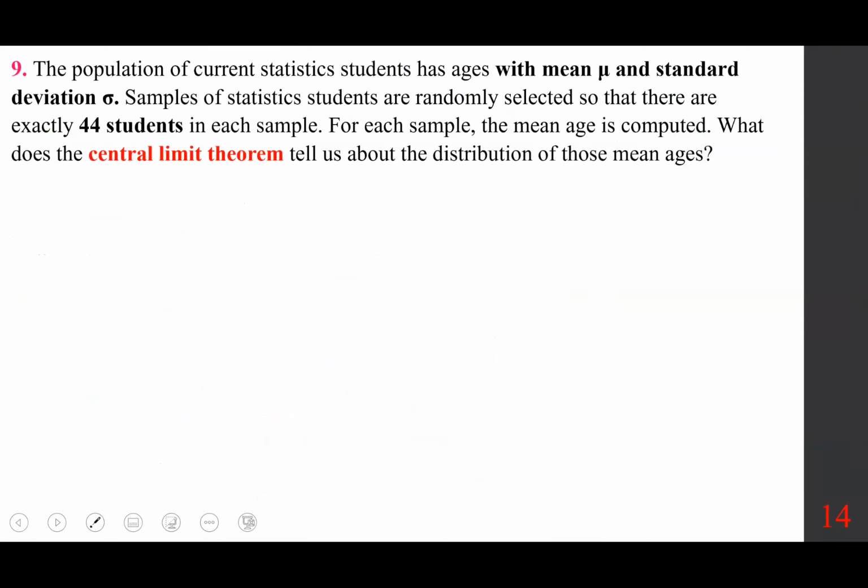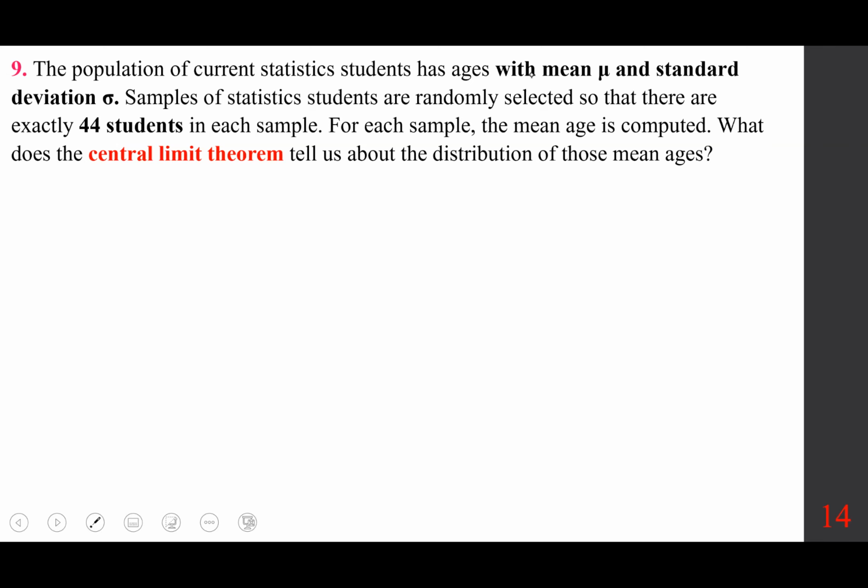Could somebody read this, please? The population of current statistics students has ages with mean and standard deviation. Samples of statistics students are randomly selected so that there are exactly 44 students in each sample. For each sample, the mean age is computed. What does the central limit theorem tell us about the distribution of those mean ages?